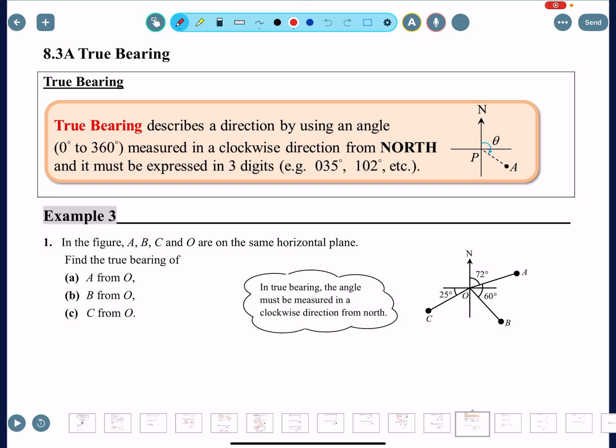Now, a true bearing is one type of bearing where it uses 3 digits. Must have 3 digits. No matter if it's 35 or maybe the number 2, you still have to write 3 digits, okay? So that's the first rule of true bearing. The second rule of true bearing is it always starts from the north direction, going clockwise. So no matter if your angle is here, you gotta go the long way. Okay, you can't go this way. You gotta go the long way.